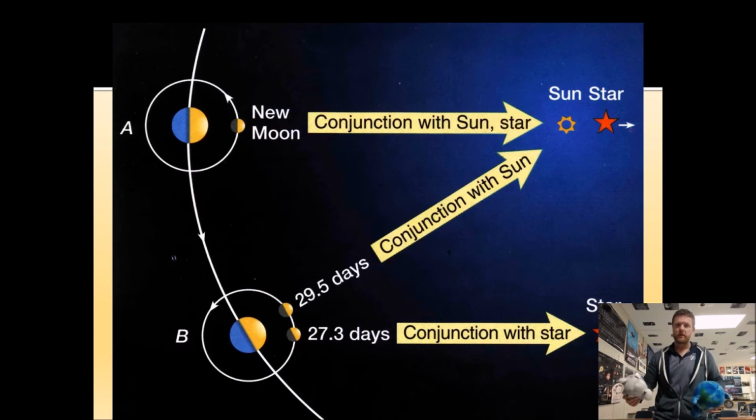Let's just start with the easy one, a sidereal month. We know that the moon is orbiting around the Earth, and if we just measure where the moon starts, one full 360-degree orbit takes 27.3 days. We call that a sidereal month.